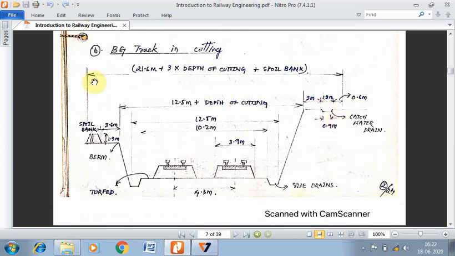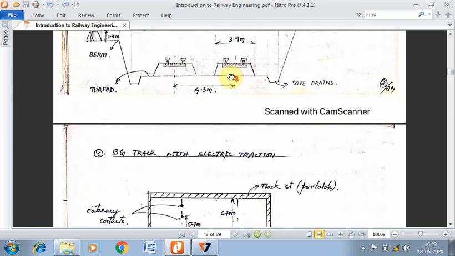Now this again has a permanent land equation. So the land that needs to be reserved here is 21.6 meters plus depth of cutting multiplied by 3, plus the spoil bank dimension, okay? So this is the general equation for the broad gauge track in cutting.